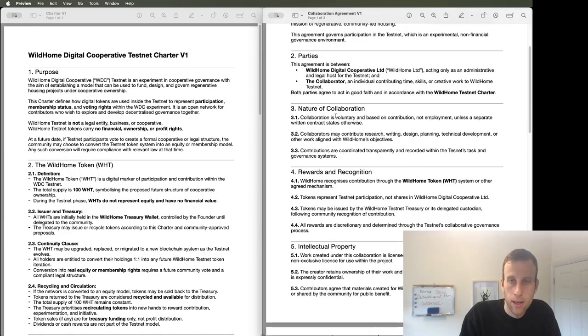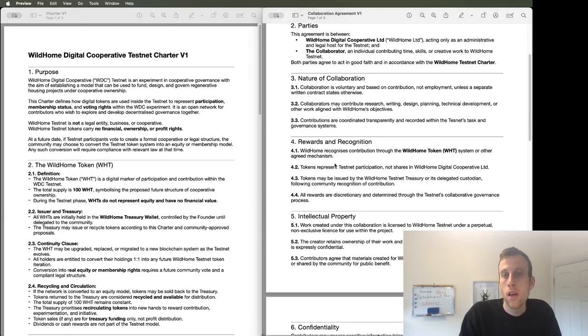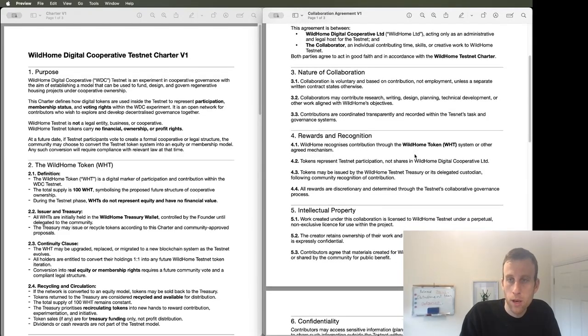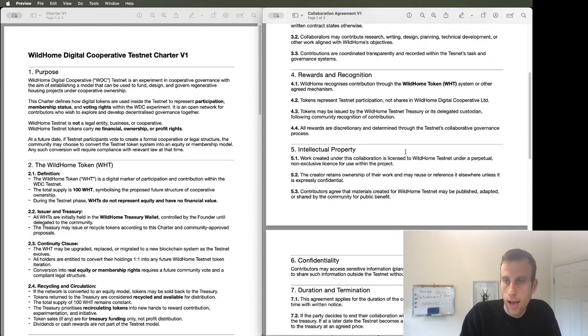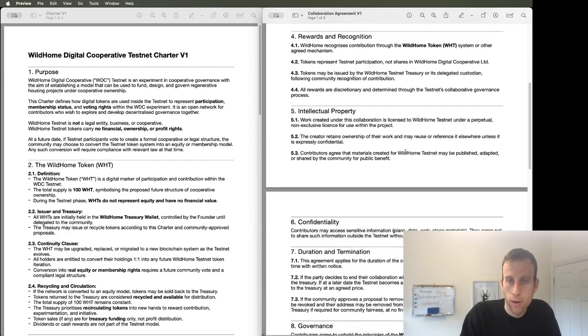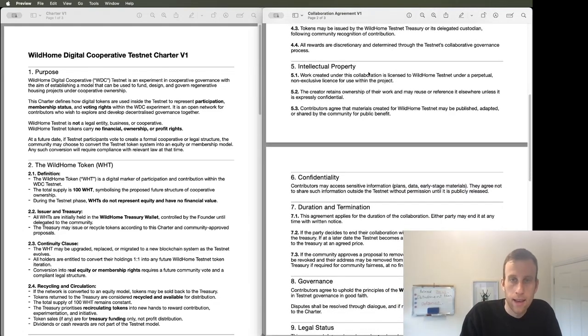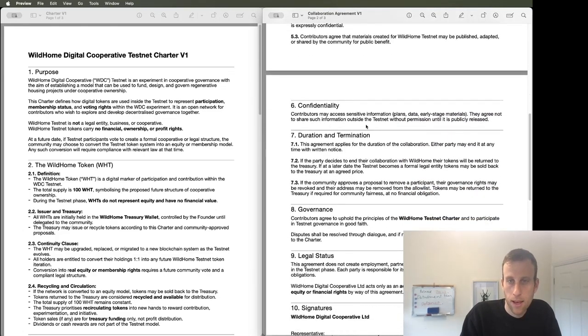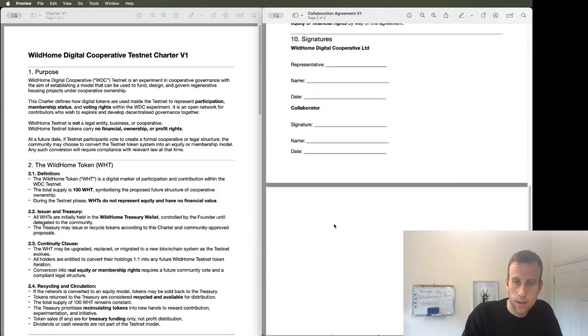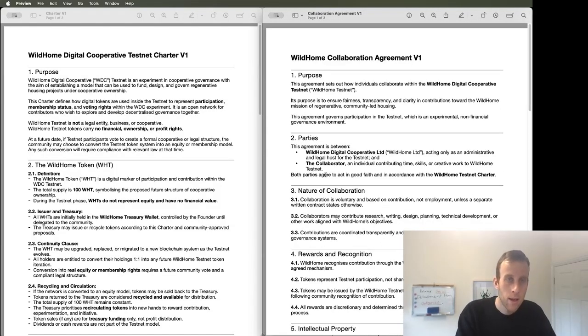Then it sets out the nature of the collaboration, the rewards in the form of the WildHome token, but is not an employment agreement. Then intellectual property, confidentiality, duration, governance, legal status. That's just a couple of pages. I've tried to keep everything as short and concise as possible so that people can read through it and it's not too complicated, it's not too legal.